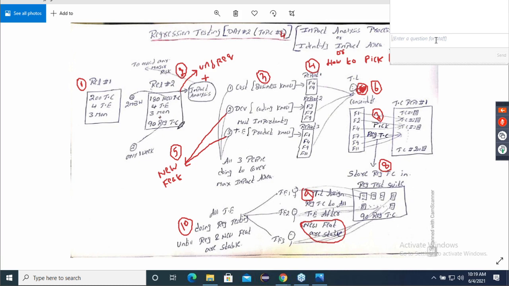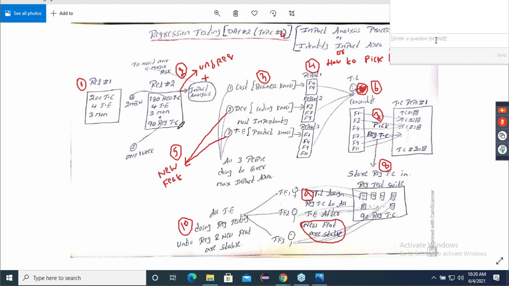Now, last point, guys. Until now, whatever points I've given, have you understood? Yes. Okay, good. Right. Now, last point. What you did? Lead assigns. Okay, they start doing regression testing next.